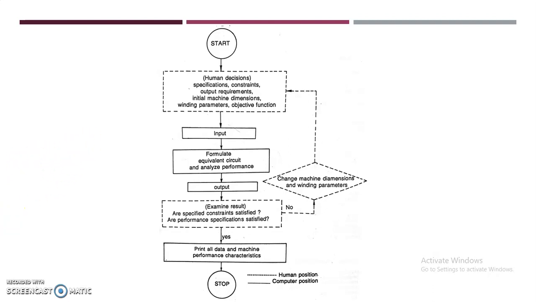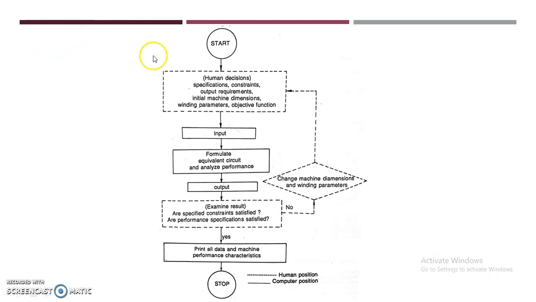Here you can see, with the start, this dotted line shows a human position. It means there is a decision of the human being, and the solid lines or solid blocks show a computer position. That means the decision can be taken only by the computer.